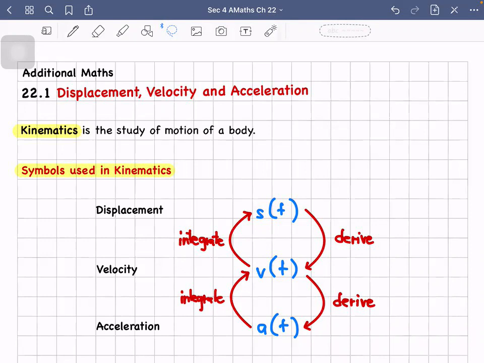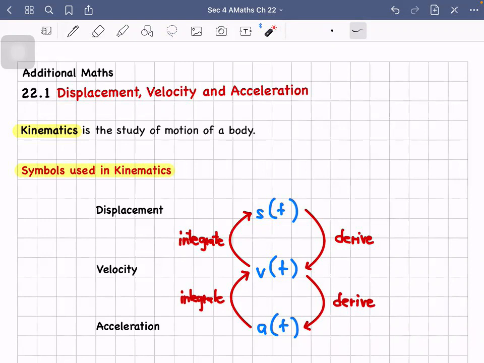We're going to learn the topic kinematics. Okay, so kinematics is the study of motion of a body. So you have studied this probably in physics. I'm not very sure, but this is partly a physics subject. But we are going to focus more on the mathematics of kinematics.